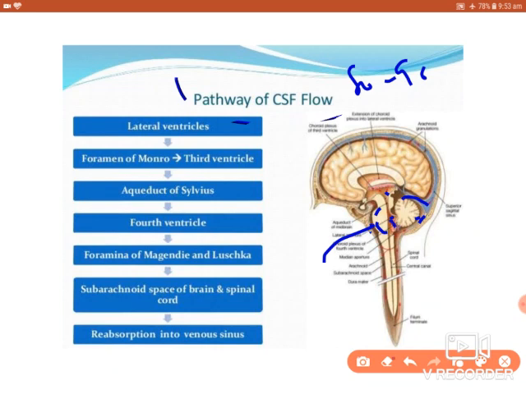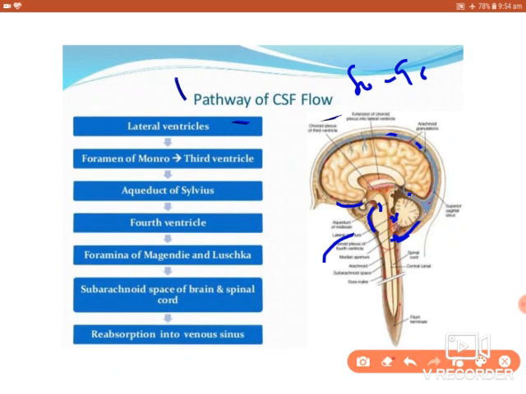So the CSF is there in this fourth ventricle. From there, you can see there is a median aperture that is called the foramen of Magendie. The CSF is going to the cisterna magna. Then there are two lateral apertures, called the foramina of Luschka. Then the CSF here is flowing to this pontine cistern. Then here it's reaching the subarachnoid space of this brain.